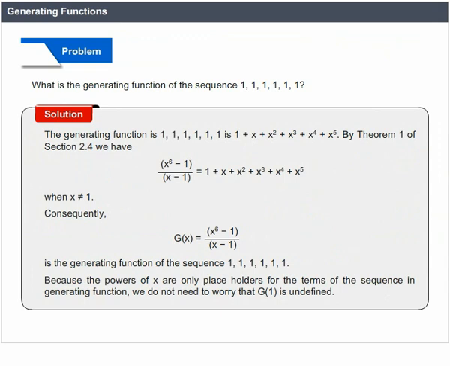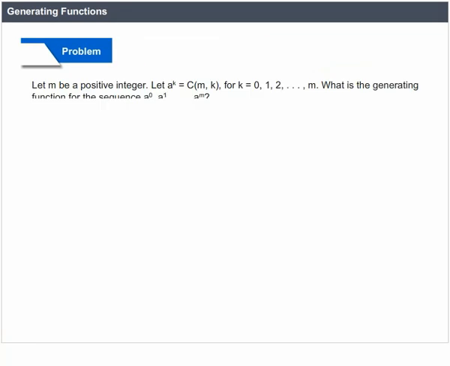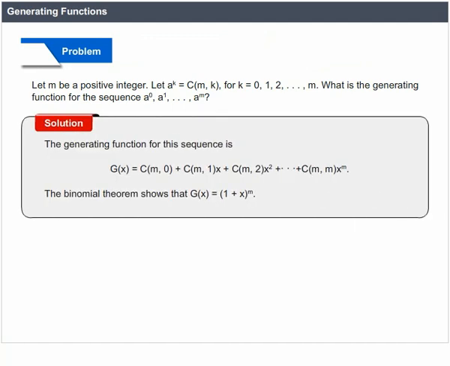Let m be a positive integer. Let ak = C(m, k) for k = 0, 1, etc., m. What is the generating function for the sequence a0, a1, a2, etc., am? Solution. The generating function for the sequence is g(x) = C(m, 0) + C(m, 1)x + C(m, 2)x^2 + etc. + C(m, m)x^m. The binomial theorem shows that g(x) = (1 + x)^m.